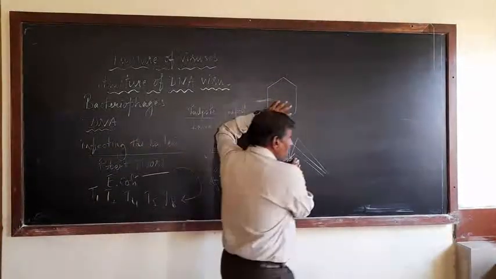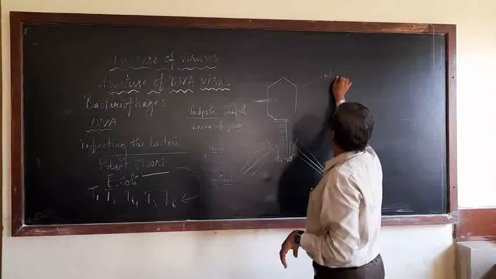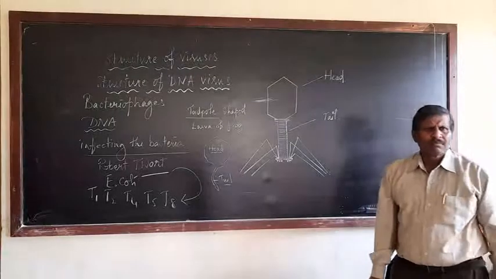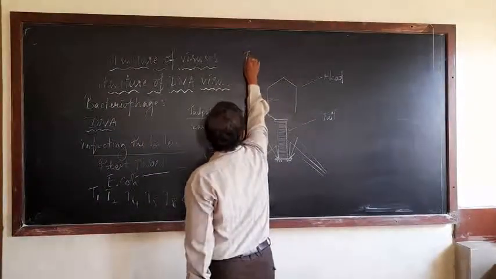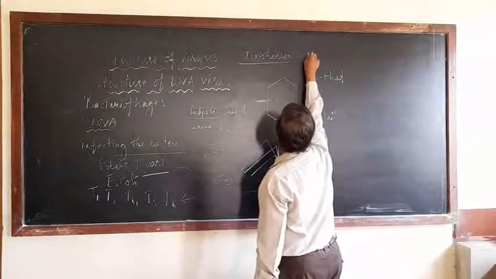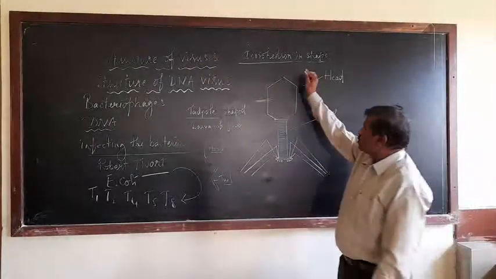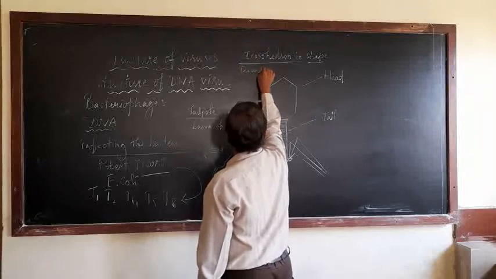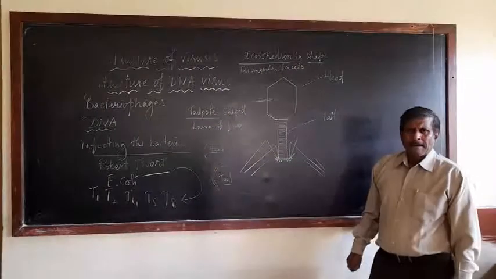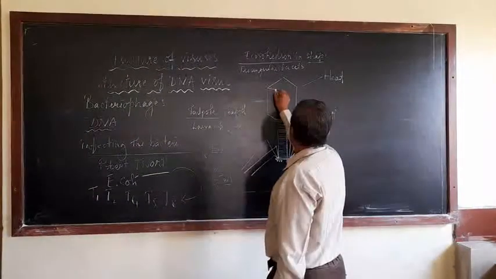Like this caterpillar, the bacteriophage appears. It has a broader head. This portion is usually referred to as the head, and this portion is referred to as the tail. As far as this head is concerned, its shape is said to be a capsid head, hexagonal in shape. You can even observe many triangular facets on the head part of the bacteriophage. It is somewhat like a benzene ring.